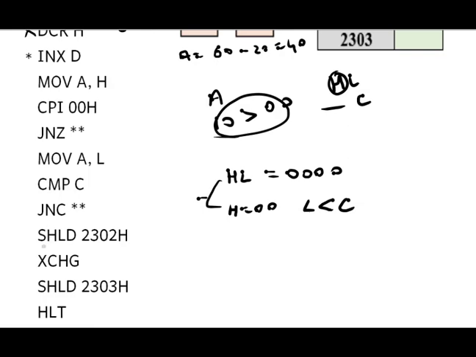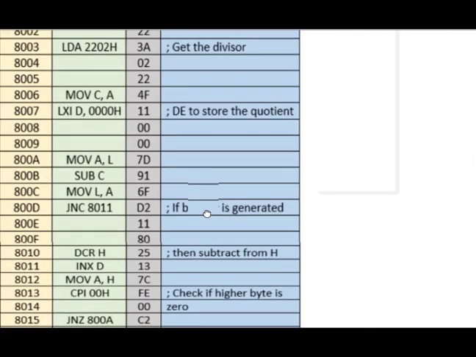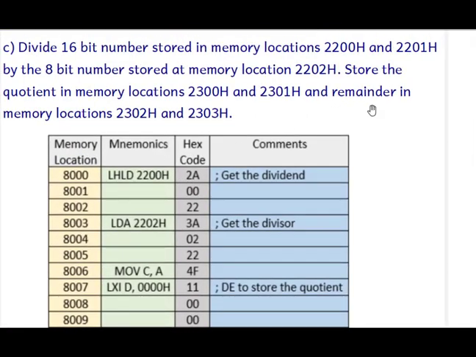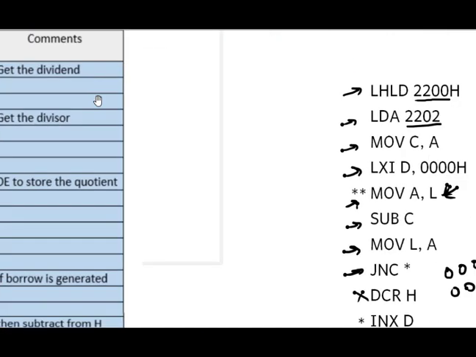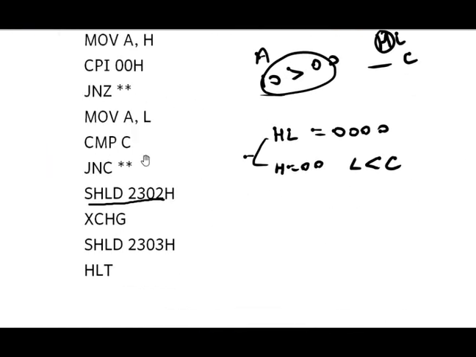Next what we do is SHLD 2302. Now what does this instruction do? It will store the contents of H and L in 2302. Why are we doing this at 2302? Because in the problem it is given that we need to store the remainder at 2302 and 2303. So when we write this instruction SHLD, whatever is remaining in H and L is the remainder part. It will store the data from H and L into 2302 and 2303.